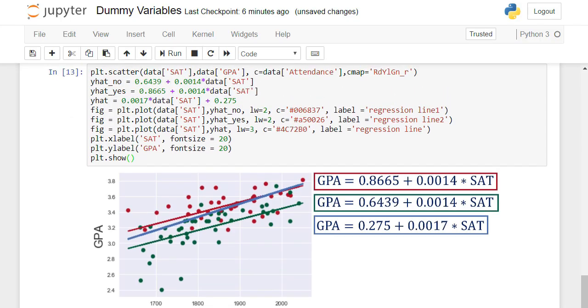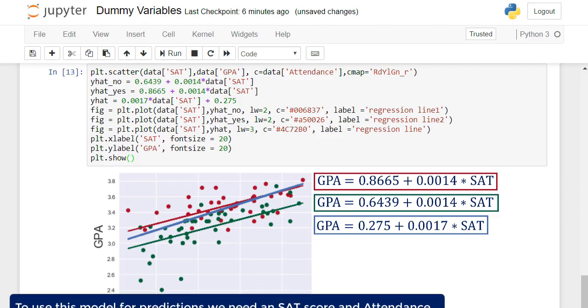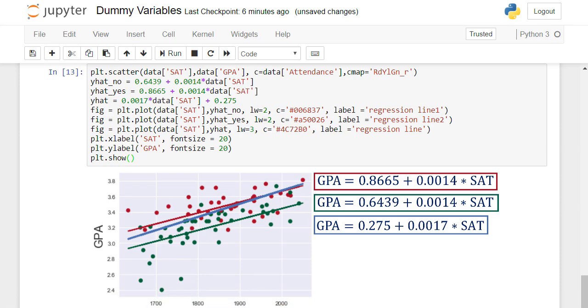Okay. To use this model for prediction purposes, we need two pieces of information: an SAT score and whether a person attended more than 75% of their lectures. Let's wrap up here. In the next lesson, we will explore how to make predictions using the regression model we just created. Thanks for watching.